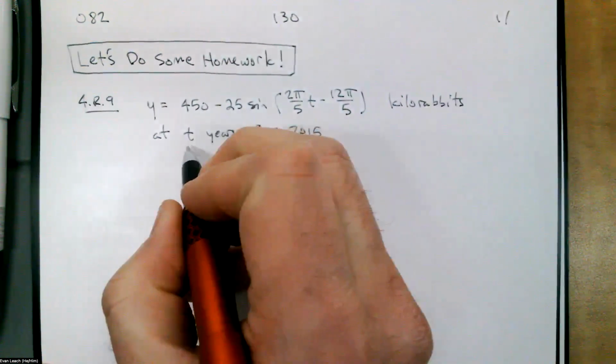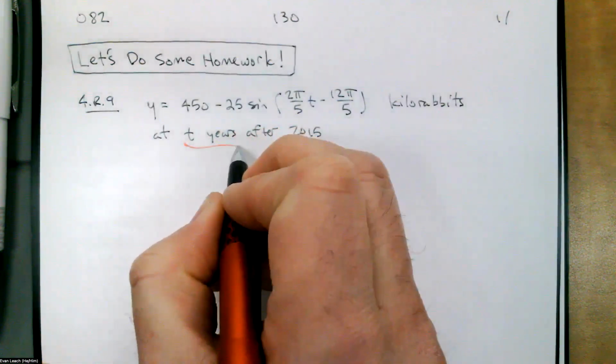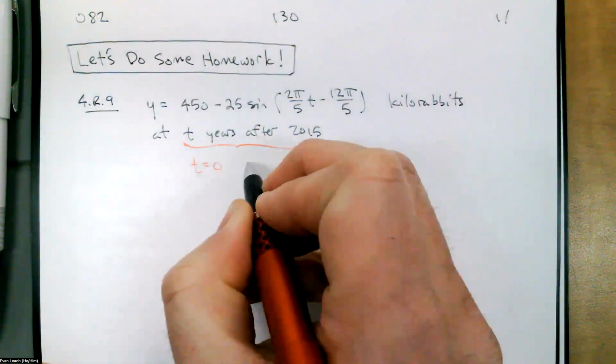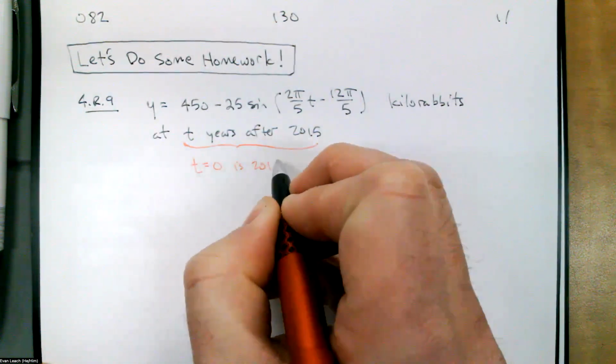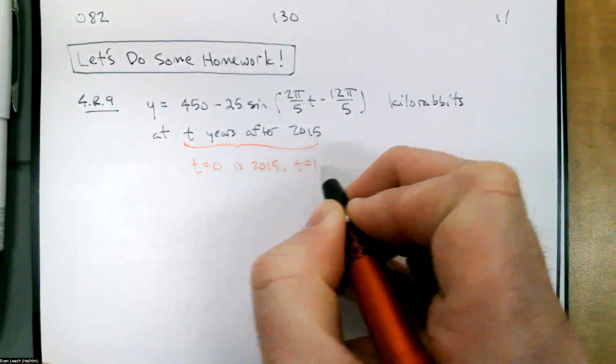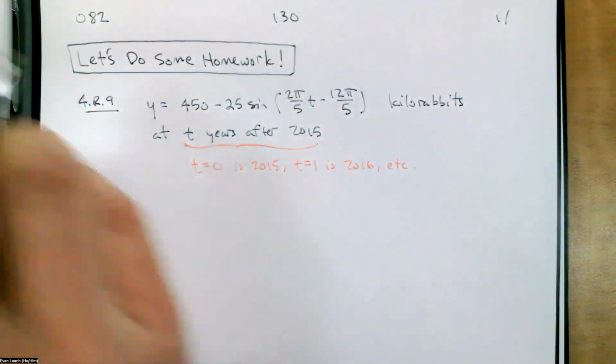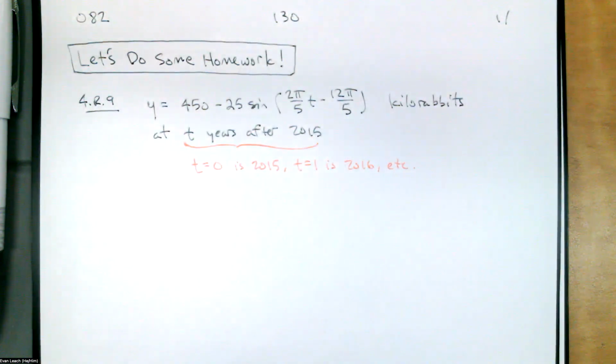So that's what this means, t years after 2015. This is us establishing what 0 means. And this is telling us the thousands of rabbits. So I don't know if we actually call that kilo rabbits, but kilo rabbits, thousands of rabbits.